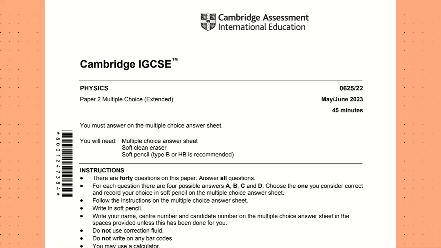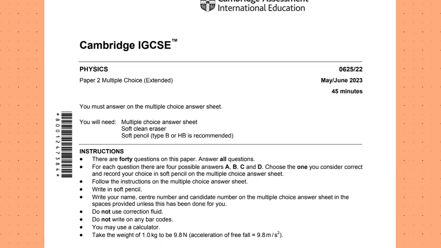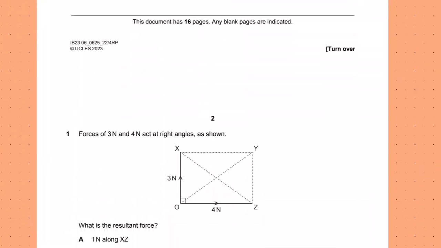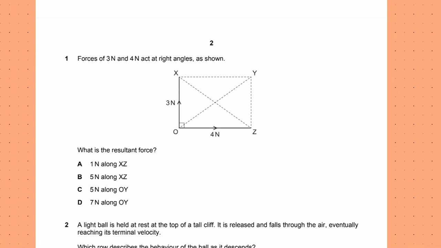All right, let's start with this paper today. Summer 23, paper 22. Question number 1. Forces of 3 and 4 Newton act at right angles as shown. What is the resultant force?